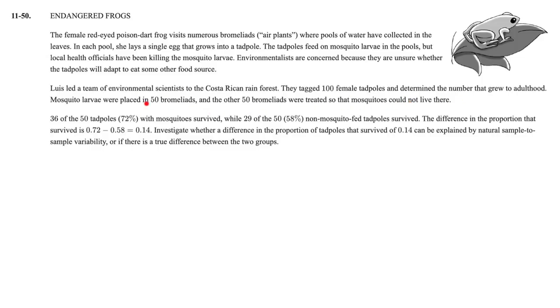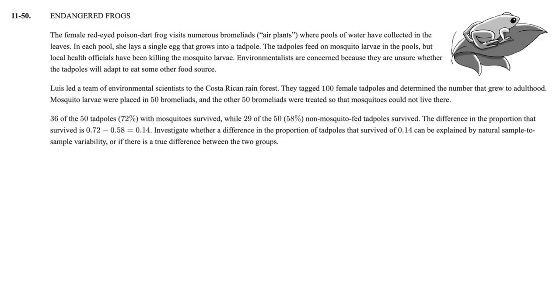So basically, you've got your control group of 50 with no mosquitoes, and then you've got your experimental group, or vice versa. 36 of the 50 tadpoles, 72%, survived, while 29, 58%, of the non-mosquito fed tadpoles survived. The difference in the proportion that survived is 0.14, so there's a 14% difference. Just based on that, you'd say clearly the non-mosquito ones are not surviving as well. But we're going to investigate whether that can be explained by sample to sample variability.